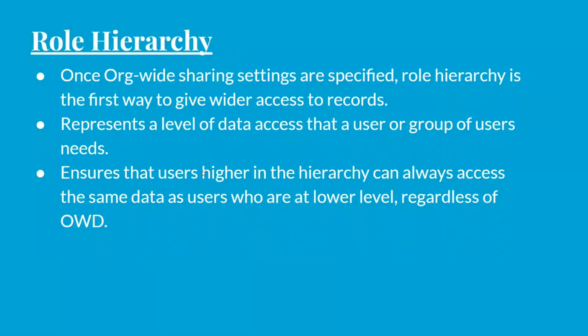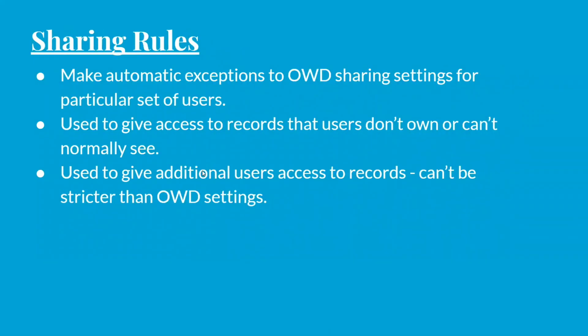So let's go back and see what the next thing is. The next one is the sharing rules. They make automatic exceptions to OWD sharing settings for a particular set of users. Now, if a user is not in the role hierarchy, but they are users who should have access to some of the records, or maybe some of the owner's records.